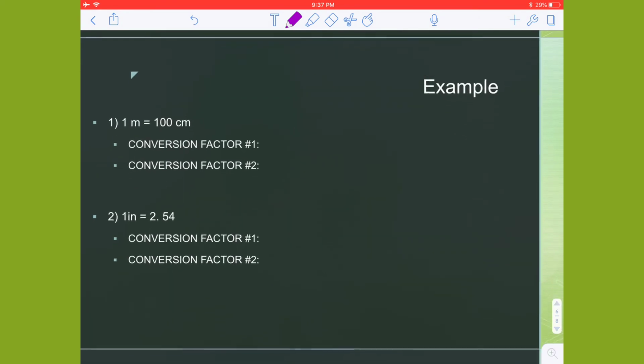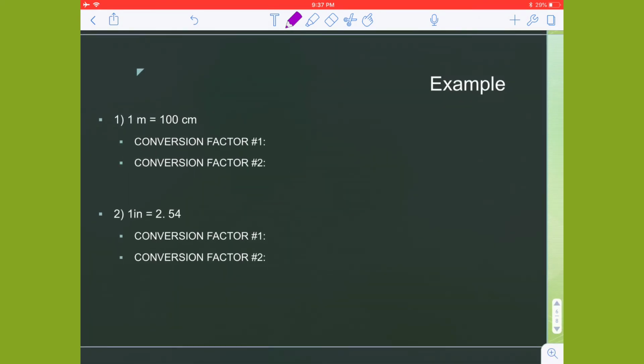So here we have 1 meter is equal to 100 centimeters, okay? So just thinking about the conversion factors, we're not doing any problems at this point. I just want to make sure that you understand this is saying in 1 meter, there is 100 centimeters. Okay, so that's the original statement, right? So this is one way that we can write it. Another way that we can write it is in 100 centimeters, there is 1 meter.